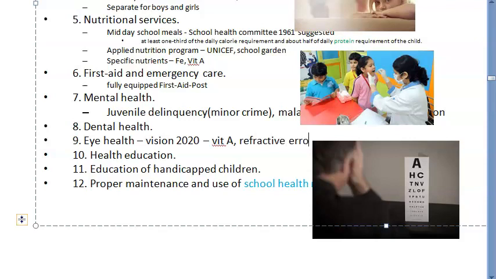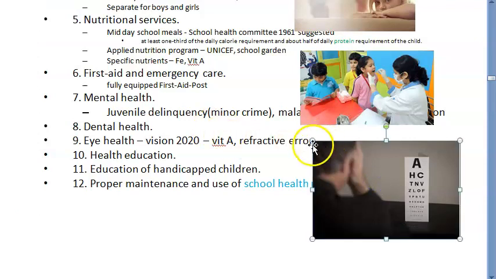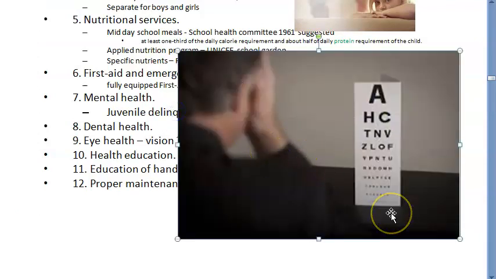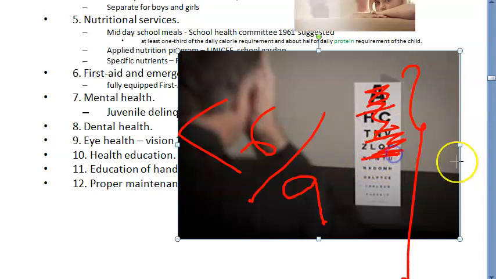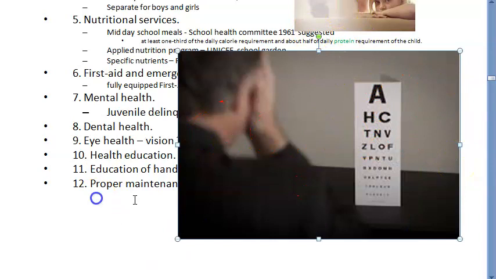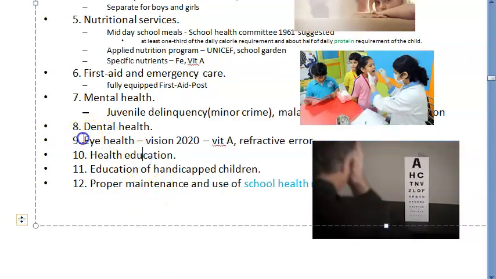So, a teacher can be trained, especially if it's a woman who wears specs, it will be good. She can check the students for visual acuity using the Snellen's chart, and if it is less than 6/9, that is, they cannot read these, then probably they can be recommended for a further checkup, right? So that is eye health.